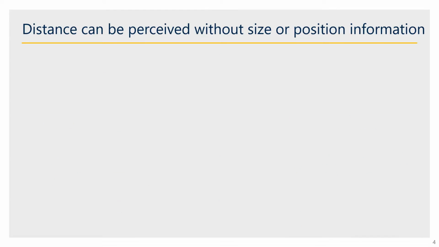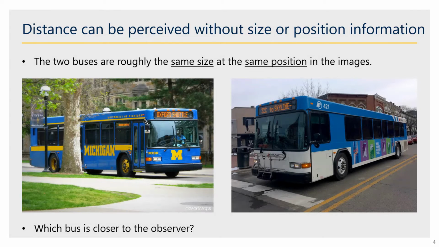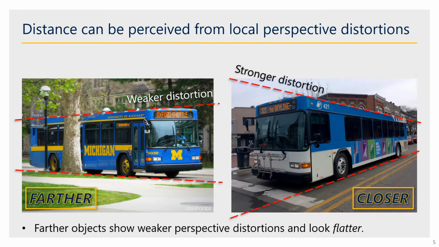Distance can be perceived without size or position information. As shown here, the two boxes are roughly the same size at the same position in the images. But we can still tell that the left one is farther and the right one is closer, because distance can be perceived from local perspective distortions. Farther objects show weaker distortions and look flatter. Here, the box on the left presents weaker distortion than the box on the right.